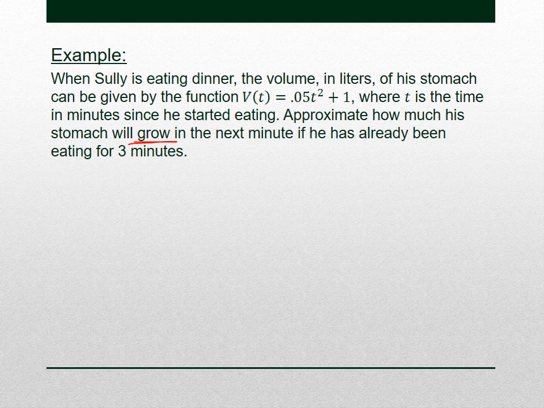So we're looking at how this function is changing in the next minute if he's already been eating for 3 minutes. So we want to approximate V of 4, that would be the next minute, minus V of 3. So this would be the exact change in the size of his stomach. So if he's already been eating for 3 minutes, the difference between that and the next minute would be the difference between V of 4 and V of 3. And we can approximate that by taking the derivative and plugging in what he's already been eating for, which is 3 minutes.